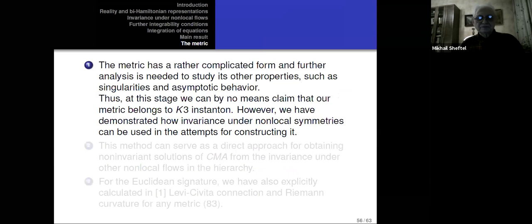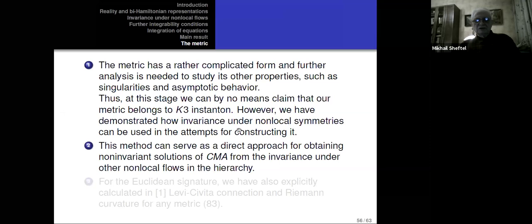The metric has a rather complicated form, and further analysis is needed to study its other properties, such as singularities, asymptotic behavior, and the key property, whether it defines a compact manifold or not, because K3 is compact. Thus, at this stage, we can by no means claim that our metric belongs to the K3 instanton. However, what we have demonstrated is how invariance under non-local symmetries can be used in attempts at constructing K3.